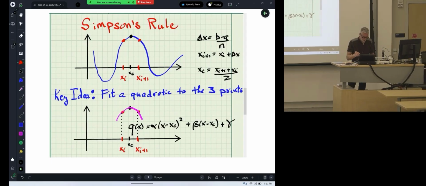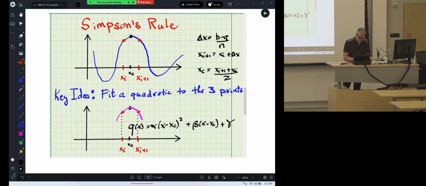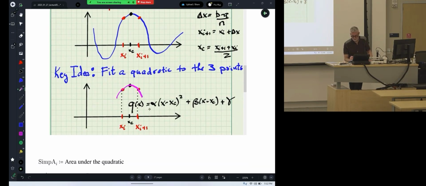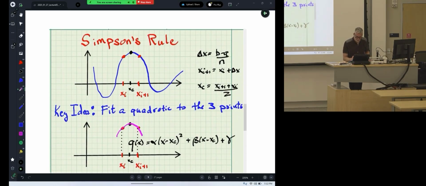You can imagine that if this is xi and xi plus 1, here, this is what the trapezoidal rule would give you. If you instead fit a more complicated function to the points, and here I'm suggesting a quadratic function, then you'd get a lot better estimate of the area.